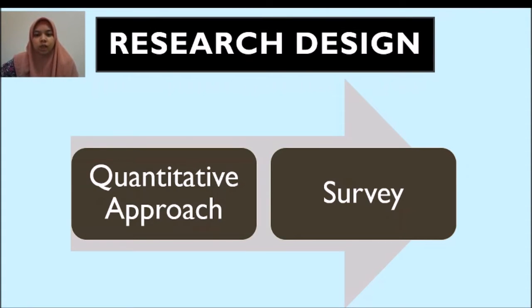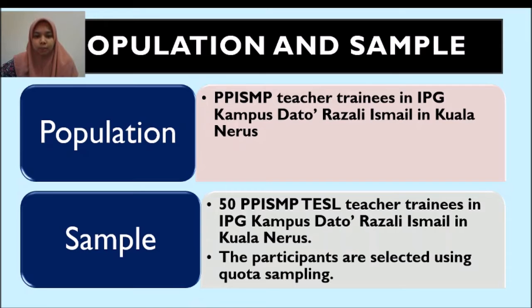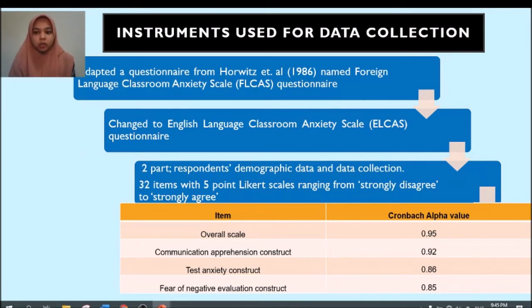The research design for this study is a quantitative approach because I use a survey to collect the data. Population and sample. The population is the PPISMP teacher trainees in IPG campus Datuk Razali Ismail in Kuala Nerus. The samples are the 50 PPISMP TESL teacher trainees in IPG campus Datuk Razali Ismail in Kuala Nerus. The participants are selected using quota sampling because I already identified their academic level and also the courses taken in the IPG.